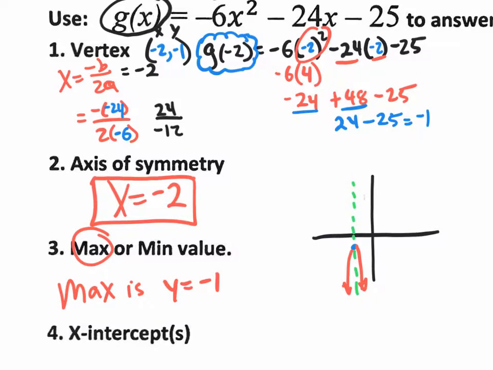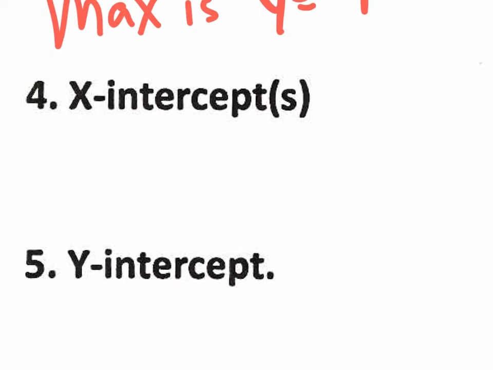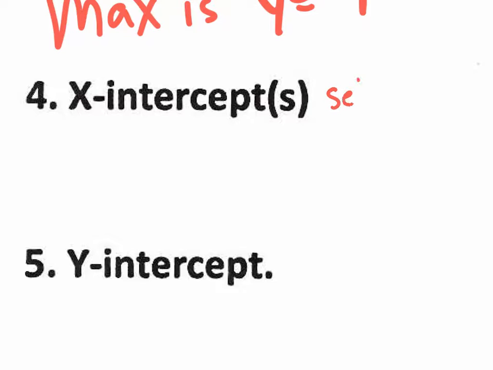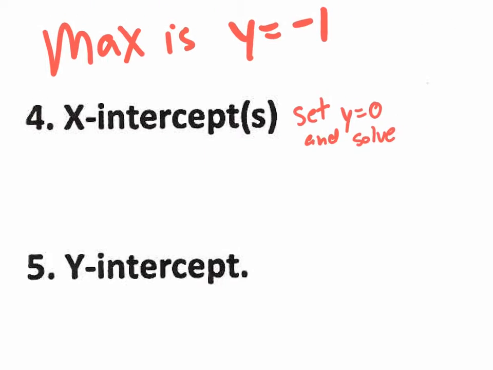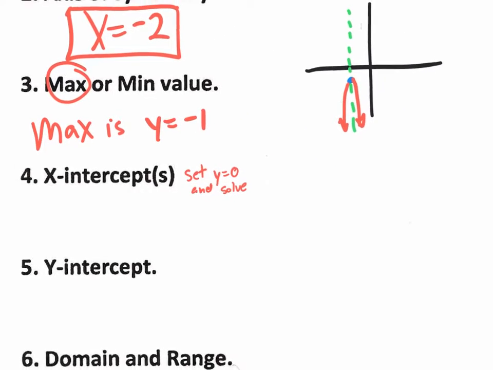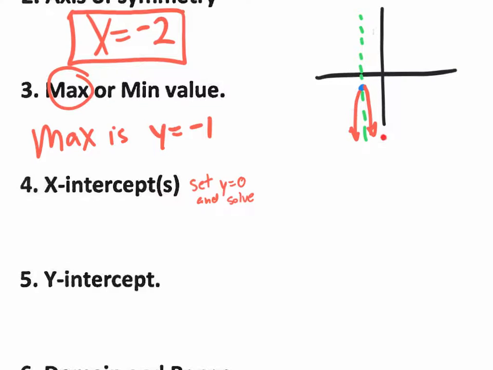So when they ask us for the x-intercepts, well, we better know how to find the x-intercepts. How do we find the x-intercepts? You set y equal to 0 and solve. Okay. However, if I'm trying to find the actual location of where the parabola crosses the x-axis, what could we say? It does not cross the x-axis.